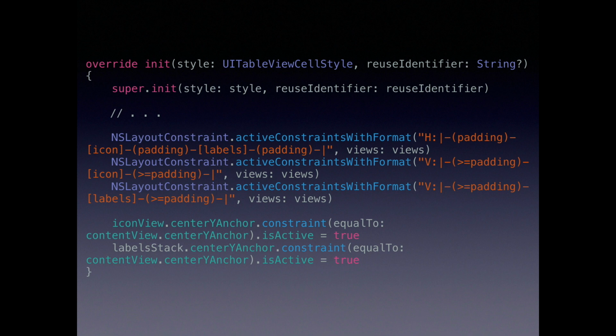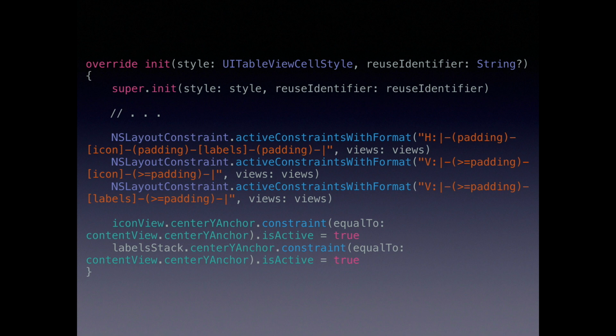And then vertically, we just want to make sure that our icon and labels have some padding above them. And we use greater than or equal to here so that, imagine if your detail label had 2 or 3 lines of text. You probably want to make sure that the label can stretch one way or the other, and you want to keep your icons and your labels centered. And then we write the actual anchors to make sure that those views are centered at all times.